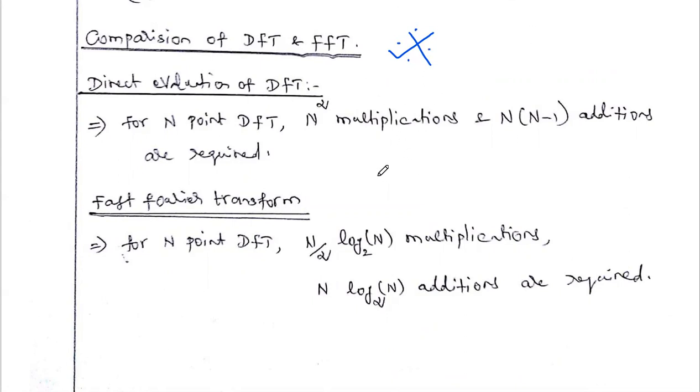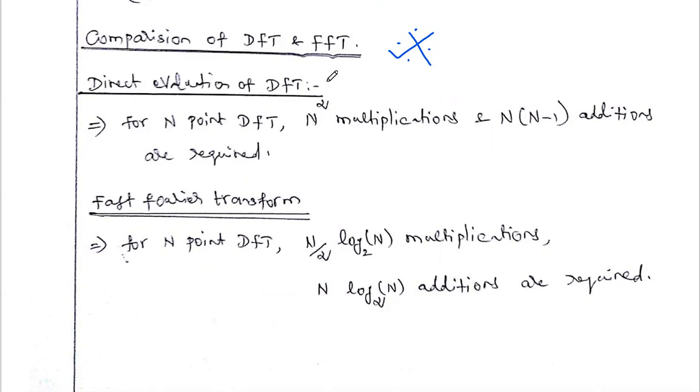Then sometimes the question may be to find the number of addition and multiplication operations required to perform either the direct evaluation DFT or the FFT. If you want to perform the 16-point DFT or 32-point DFT, that is, the capital N value is given, we have to find the number of additions and the number of multiplications. So sometimes they may ask like that only.